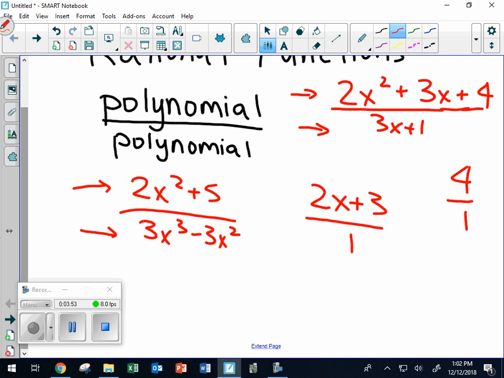Let's think about it. If I wrote 1 times x, is that the same thing as 1? No, because this is x to the first power. What if I said this was x to the 0th power? Is that 1? Is that a polynomial? It's got an x to some power. It's not negative, and it's not a fraction. So it works. That's a polynomial. So this is a polynomial, which means that this is a polynomial, and that's a polynomial. Wait, 4 over 1 is a rational function.